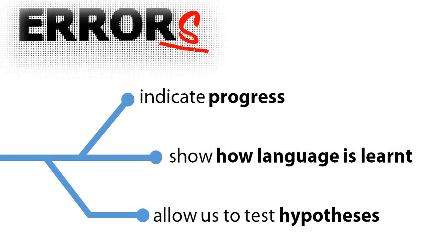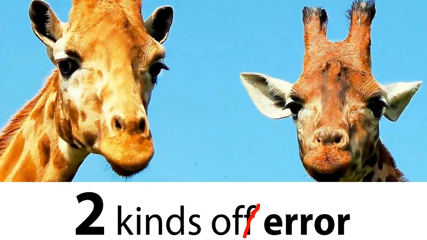You test things out, make mistakes, and then if they cause misunderstanding, you self-correct, and so on and so forth. So this is how it works. Okay, so now we know that errors are quite important when it comes to learning a language. They might be important from several different perspectives. So how about taking a look at the two most important kinds of language error?